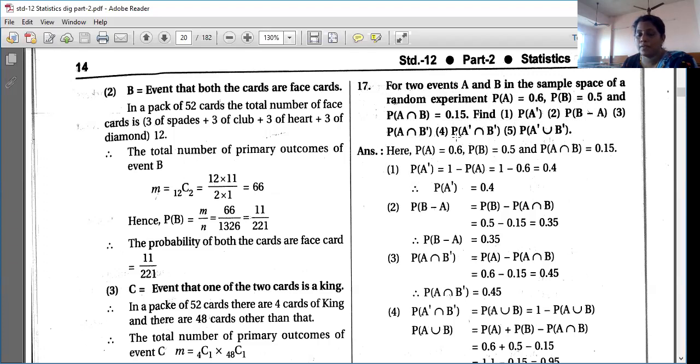Fourth one is P of A dash intersection B dash, and fifth one is P of A dash union B dash. Okay, so one by one we will be finding by using all the information, that is P of A, P of B, and A intersection B is given. Right. So first of all, you have to write whatever is given in the question, that is P of A 0.6, P of B 0.5, and P of A intersection B is 0.15.